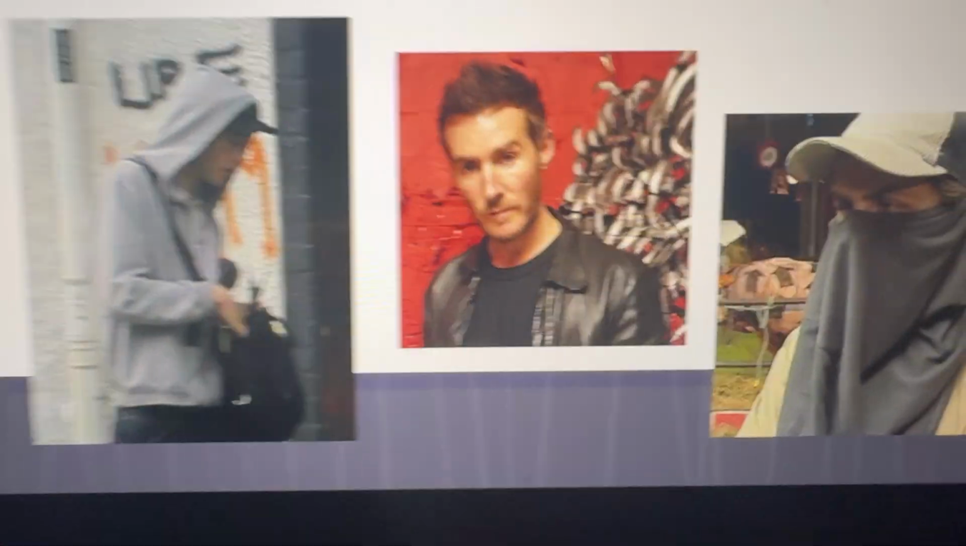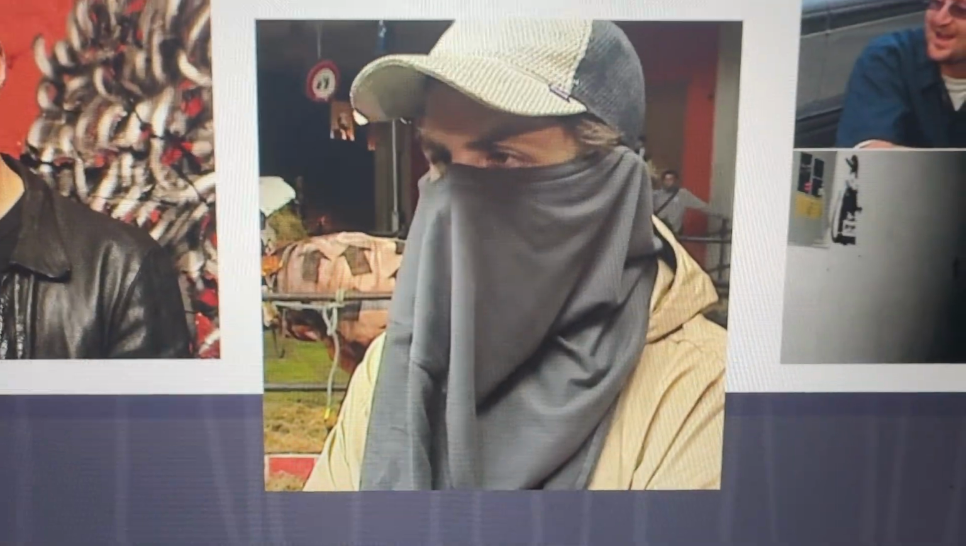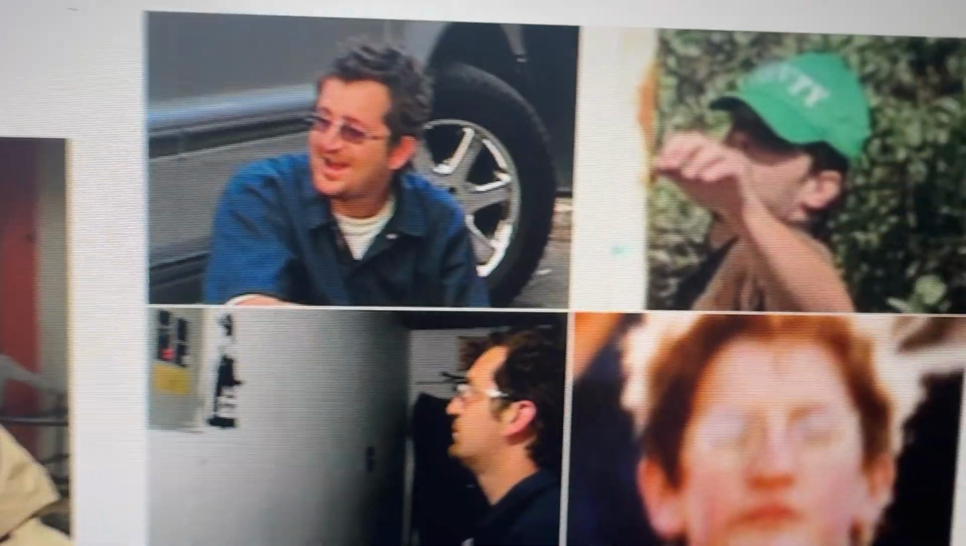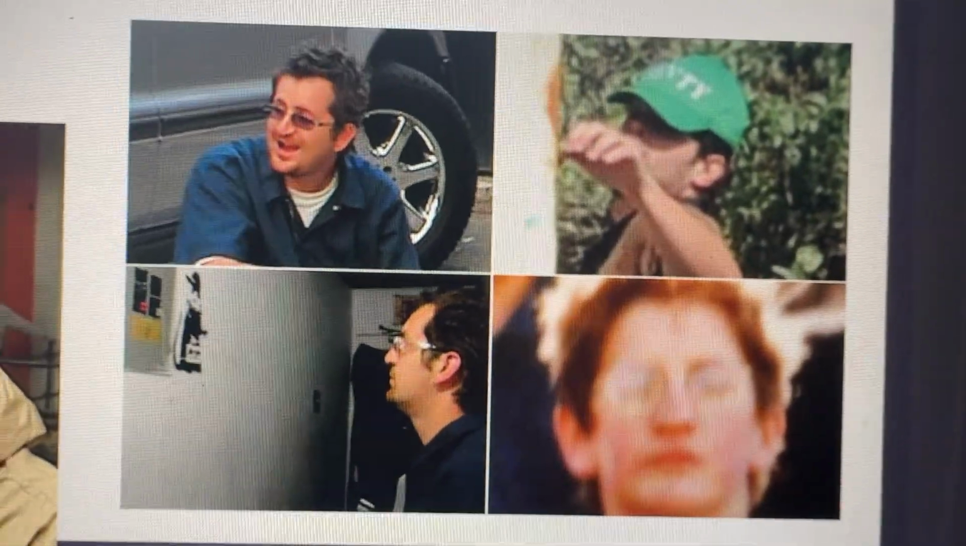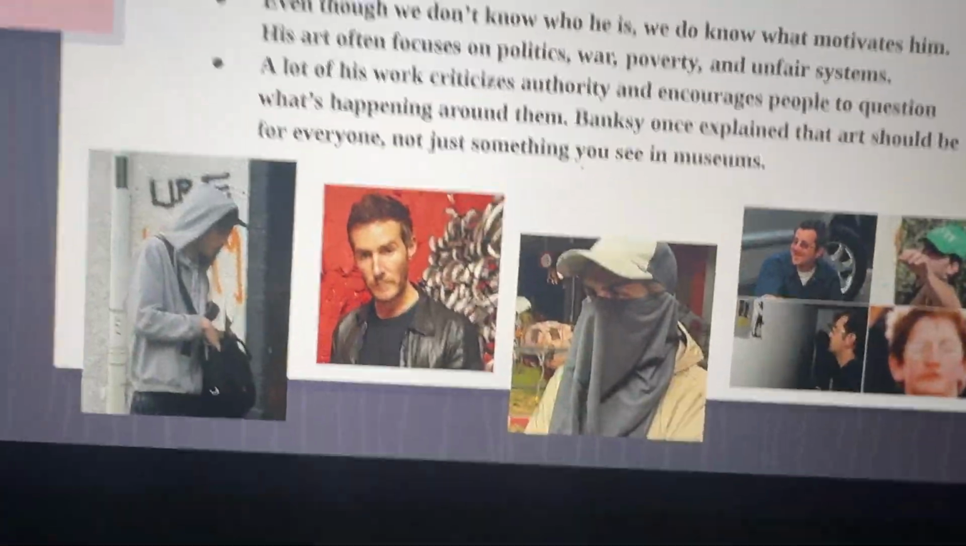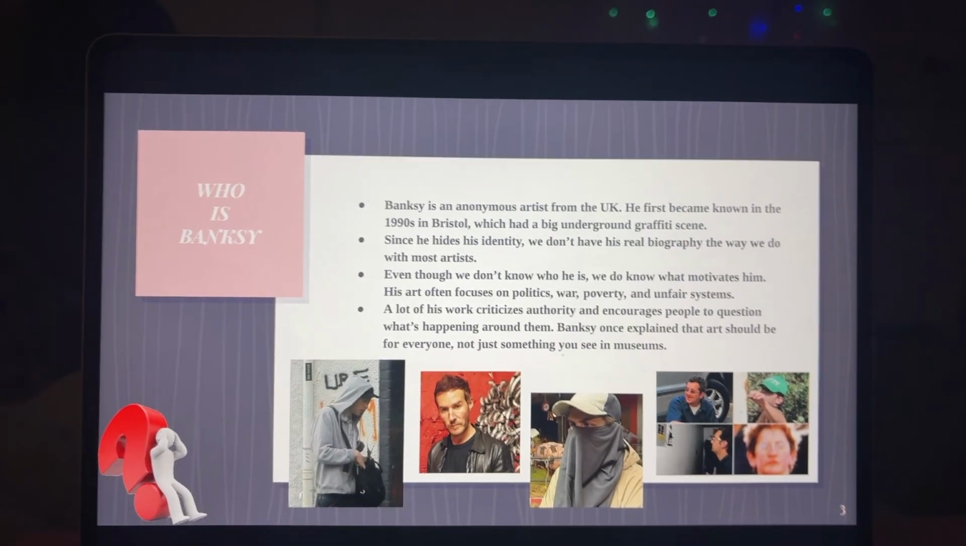These are some suspects of Banksy. We still don't know who he is, but we do have some suspects. Lots of suspects in this photo. Me personally, I think it could be this guy. But I guess we'll never know.